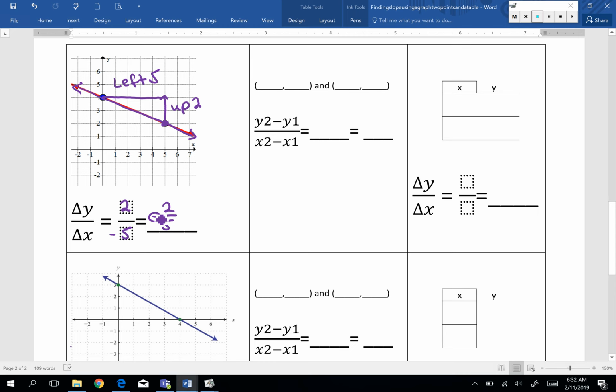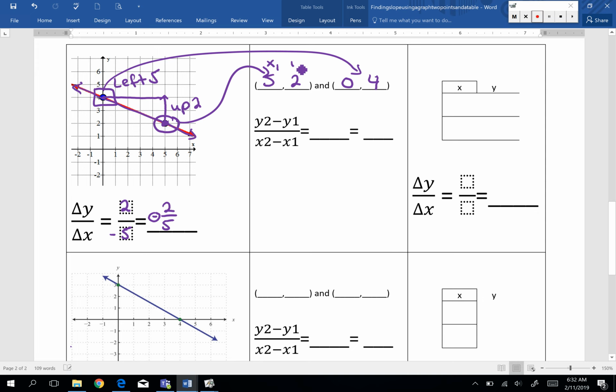Now, the ordered pairs aren't written on the graph, so this one's a little bit more challenging. We have to stop and think what the ordered pairs are going to be. So the first one, the one I started with, was at the point 5, 2. The second one is at 0, 4. So we have the ordered pair 5, 2. We have the ordered pair 0, 4.